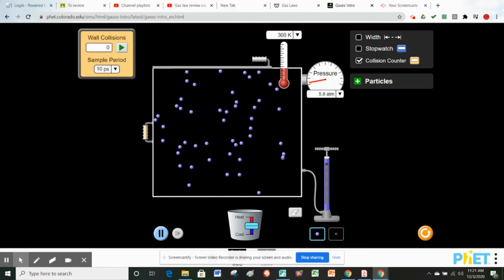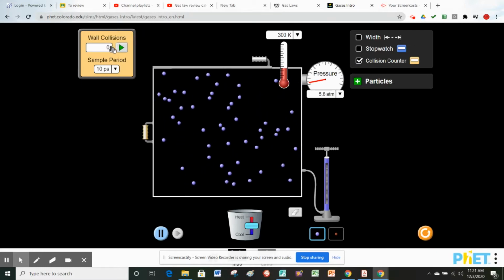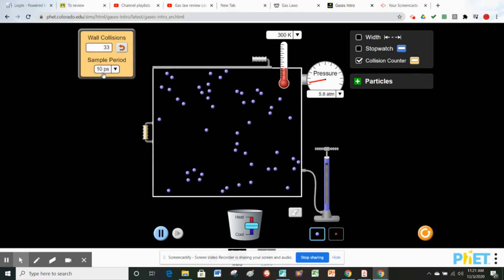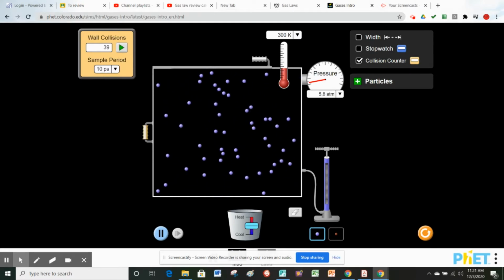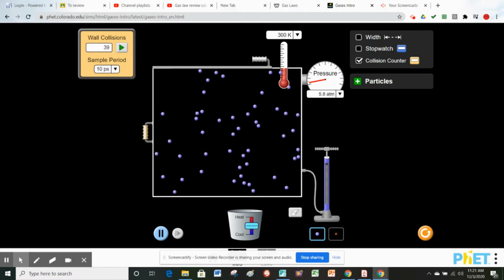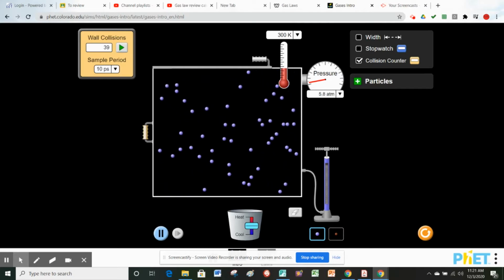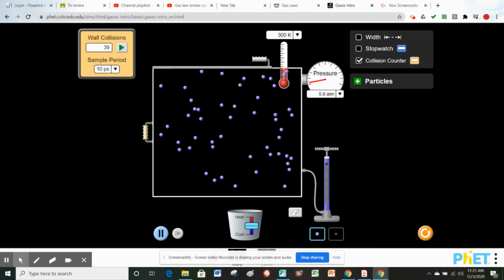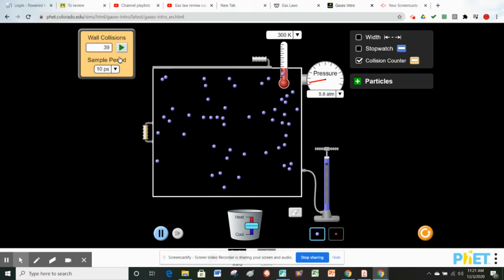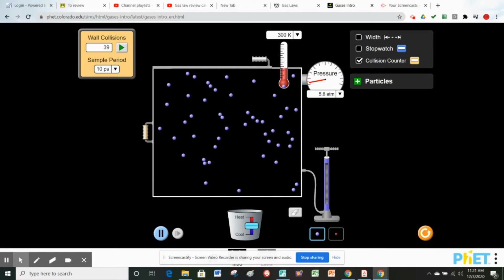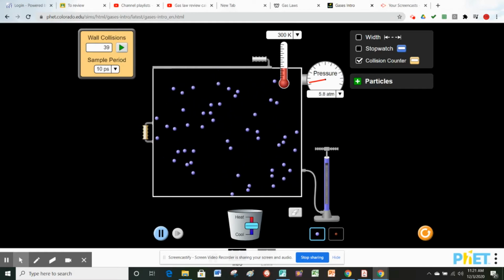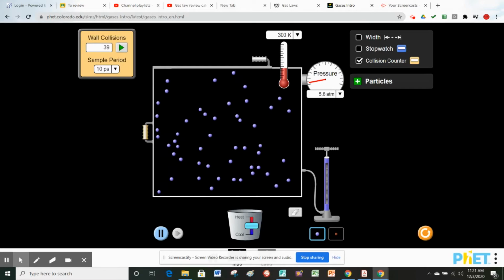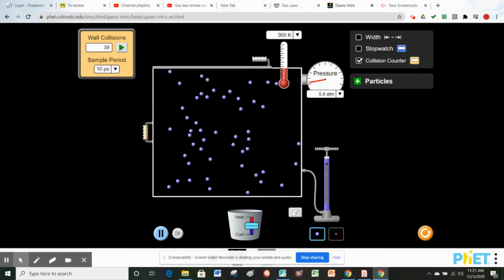I'm going to use this collision counter. I have to hit go, and it is going to sample 10 picoseconds. How many collisions happen in 10 picoseconds? Of course, this is slowed down so you can see these particles moving, but they're actually moving quite rapidly. Now we have a constant number of moles in there. My temperature is 300 K, and we're going to keep that constant too. So now all we're looking at is pressure and volume.